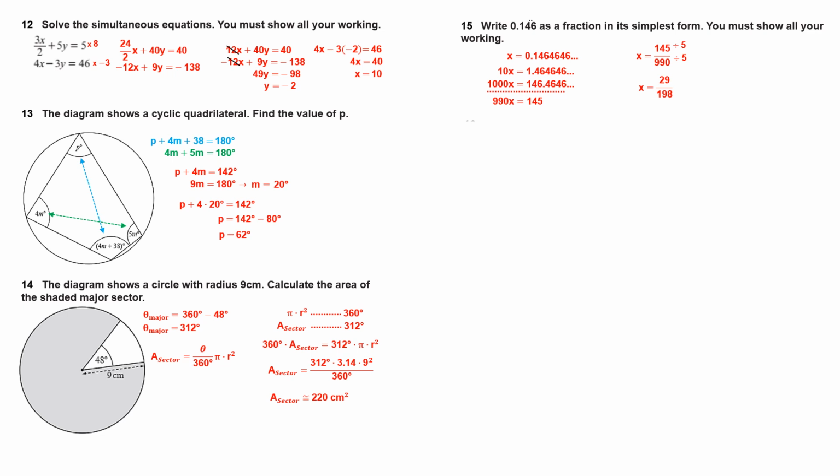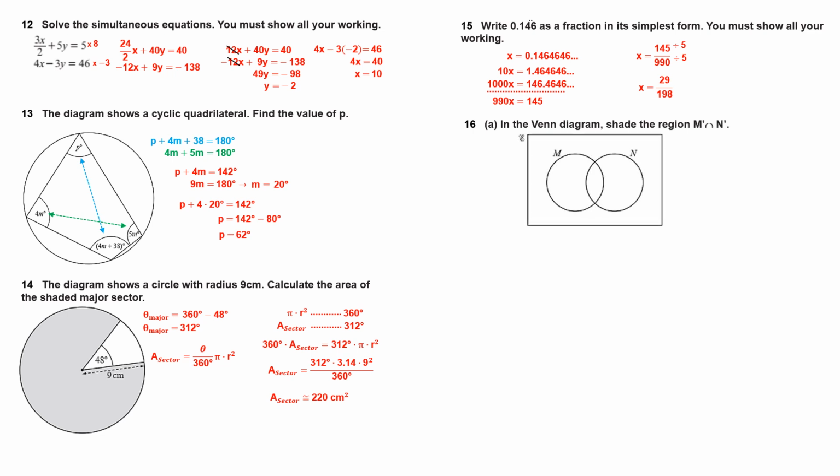Question 16. A. In the Venn diagram, shade the region representing the intersection of the complements of set M and set N. Item A asks you to shade the region representing the intersection of the complements of set M and set N. The complement of a set M, denoted as M prime, is the set of all elements in the universal set that are not in M.